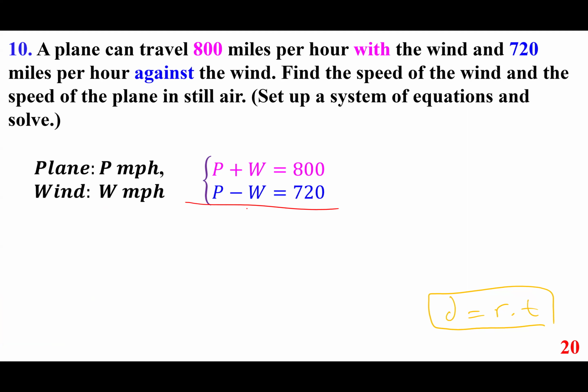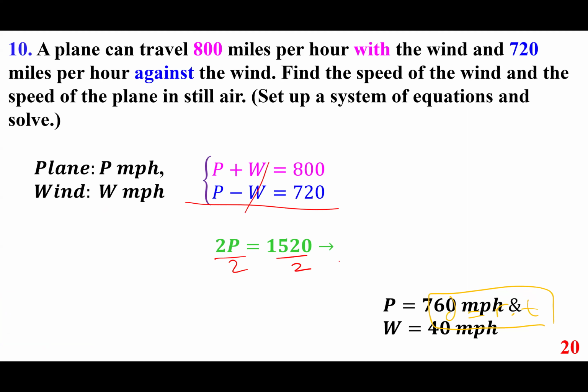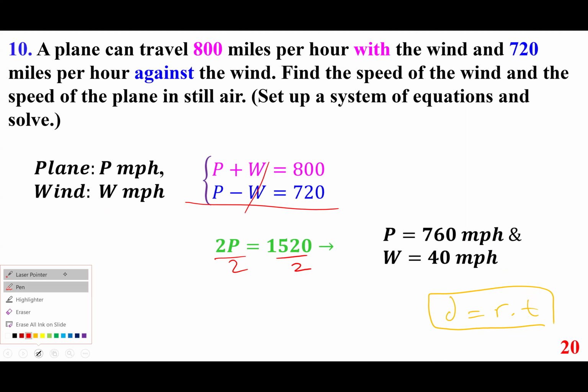You use the addition method, 2P becomes 1520, division by 2. The plane has a speed of 760, and so the wind becomes 40. So this will result in this part. You put it into any of those original equations, you find the wind speed as 40 miles per hour. By the way, it's really a good idea to check as always, and basically you check with the equation that you haven't used.